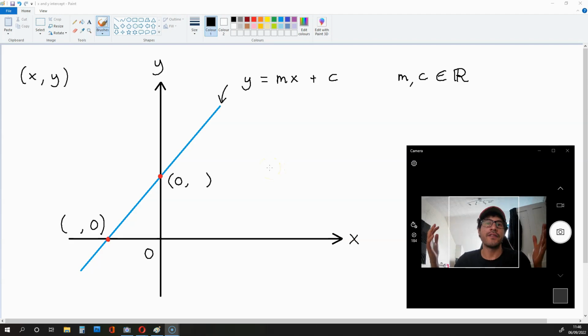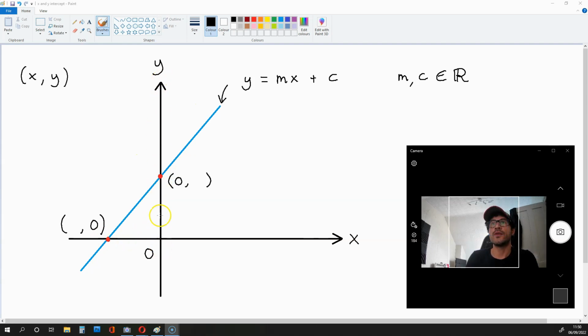Hello there, this is a video on how to get the x and y intercepts for a line in 2 dimensions. So what we have is a line of the form y equals mx plus c. And this line is going to hit the x and y axes. And we are looking for the coordinates where this line hits those axes.